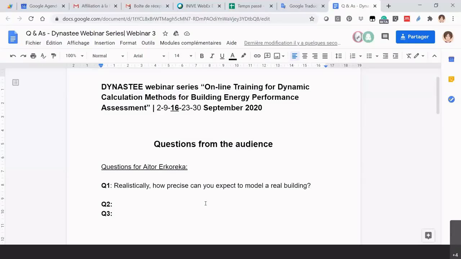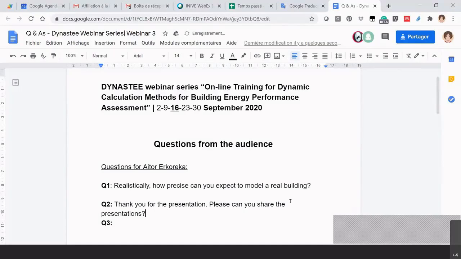So the first question is, realistically, how precise can you expect to model a real building? There are hundreds of scientists trying to model real buildings based on monitored data. The idea is to try to obtain these parameters I told you: heat loss coefficient, UA values, and CVs. They want to get to 10% uncertainty.